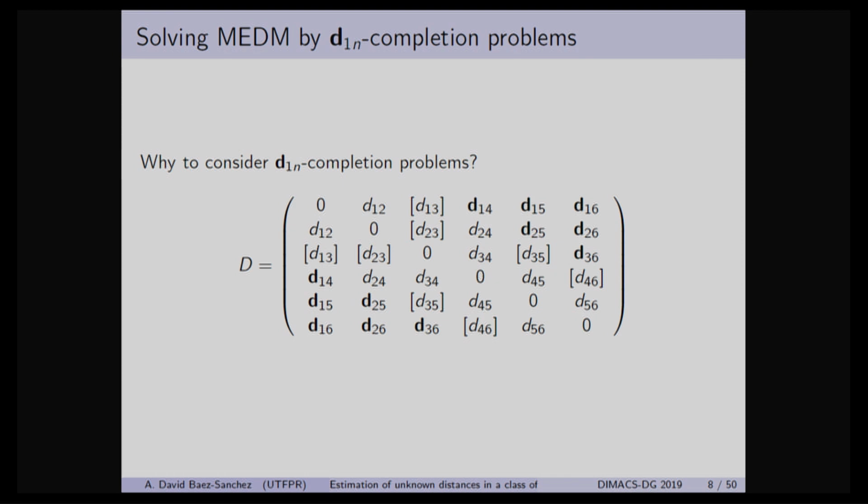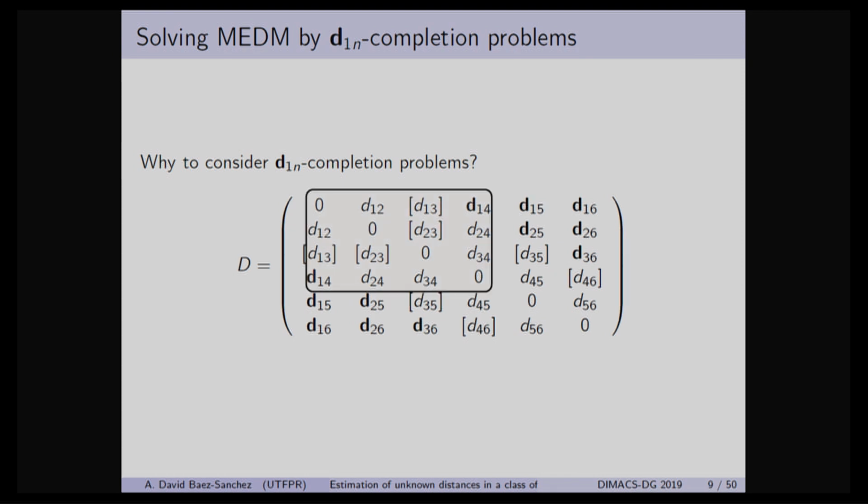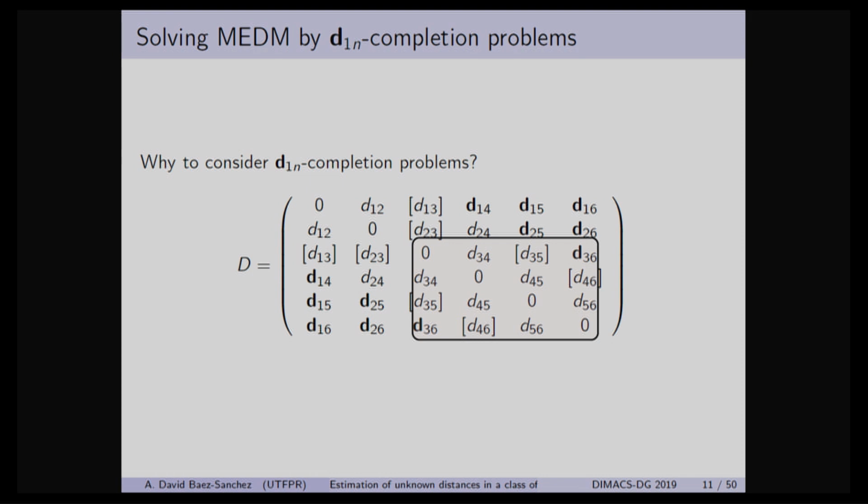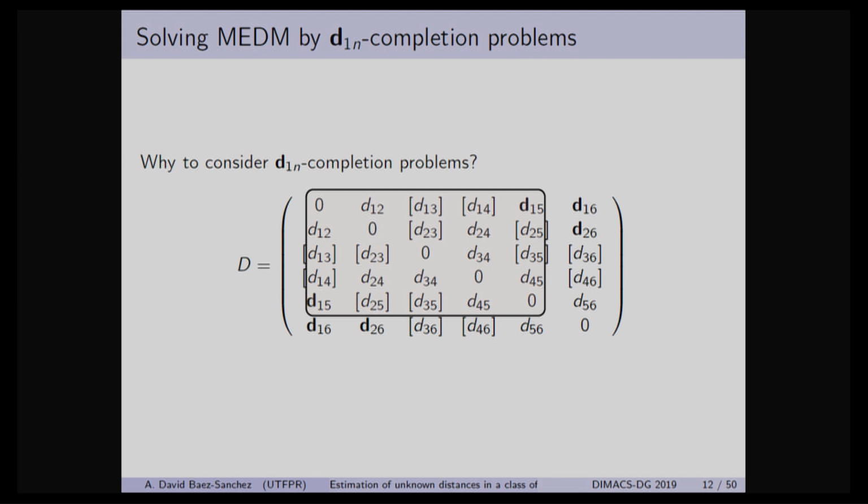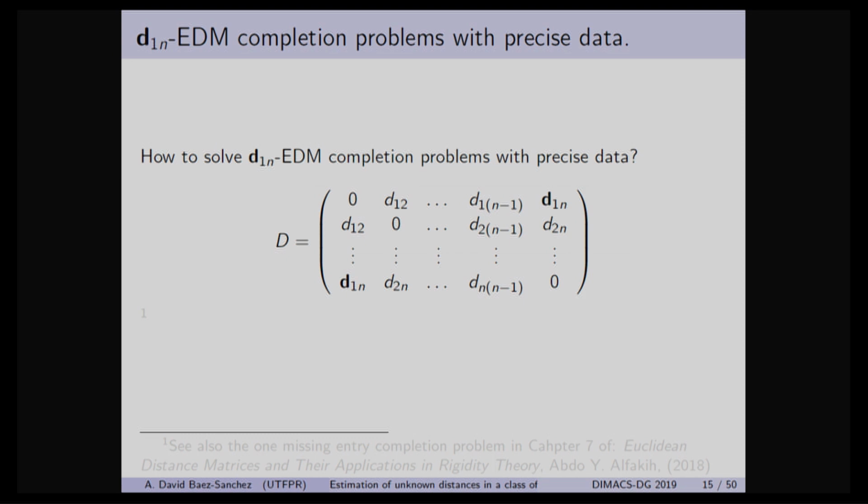Because it's a really trivial observation that if you are able to solve any kind of this D1n problem, then you can solve small pieces of this bigger completion problem. You can, for example, try to obtain a solution for this problem using this matrix, the same with this matrix, and again with this matrix. So at the end of this first step, you end up with three estimations for this part of the matrix. And you can do the same with this, and so on. So that is why it is important to solve this D1n completion problem.